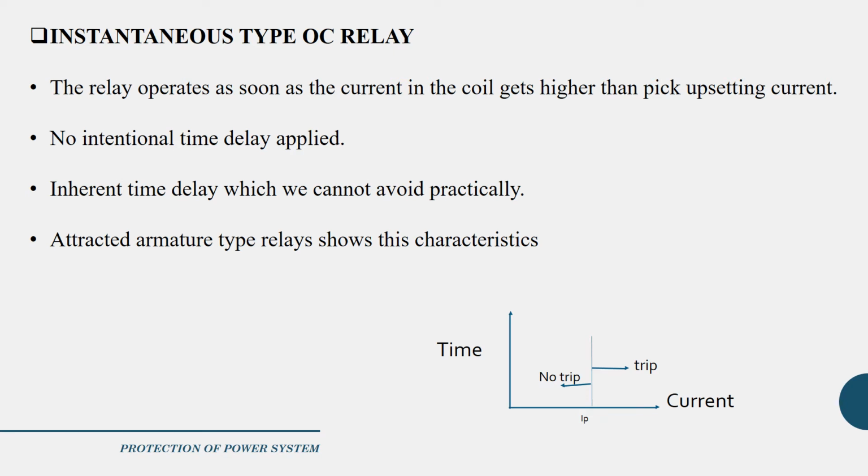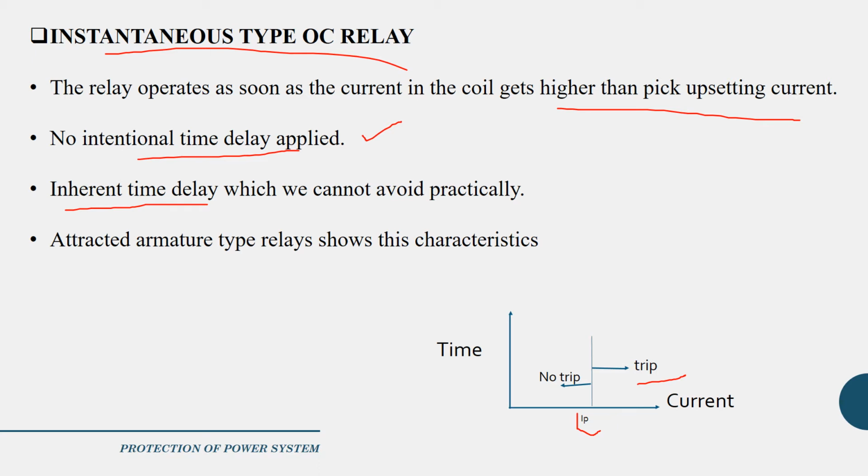Instantaneous type overcurrent relay. As the name suggests, the relay operates as soon as the current in the coil gets higher than the pickup setting. As soon as the value of current is greater than its pickup value, a trip command is issued. No intentional time delay is provided here. Whatever the inherent or inbuilt time delay is there in the relay, only that time delay is present, and no extra time delay is considered for this particular type of relay. Attracted armature type relay shows such type of characteristics.